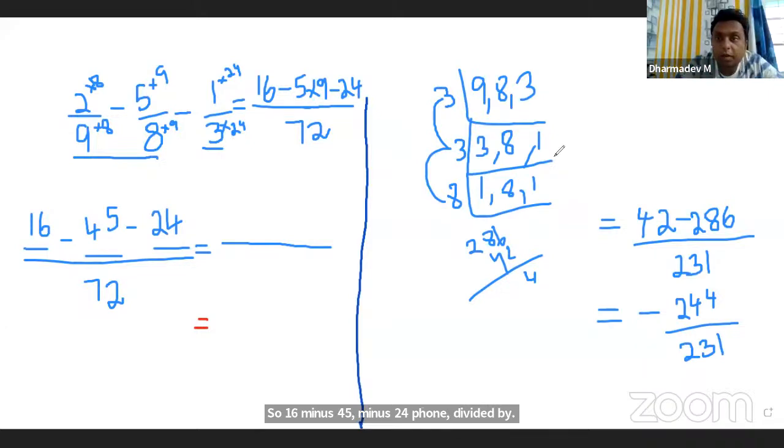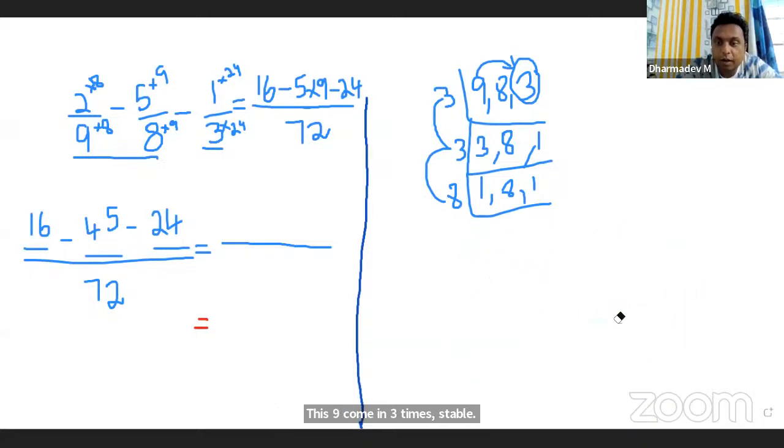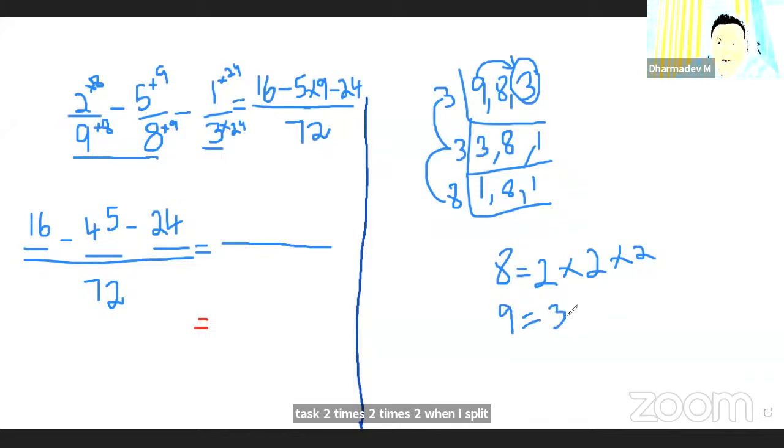Okay, 3 comes in which tables? Does 9 come in the 3 times table? Yes or no? Yes. That's why we have written it one time. For example, if I'm splitting 8, I can split 8 as 2 times 2 times 2. When I split 9, I'm going to split it as 3 times 3, and 3 itself I cannot split anymore.